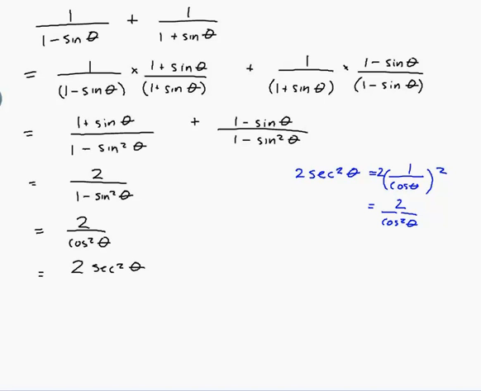So the identity's been proved. So just to make sure my reader knows that I've finished, therefore 1 on 1 minus sine theta plus 1 on 1 plus sine theta is equal to 2 sec squared theta.